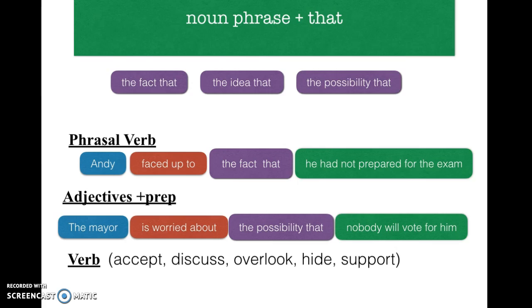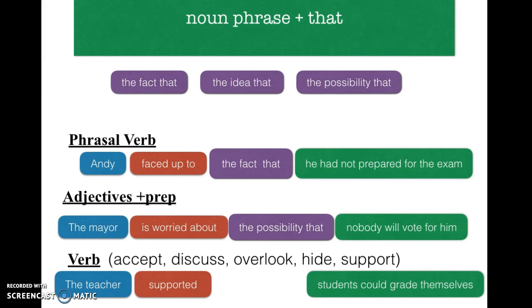So the last case is with certain verbs like accept, discuss, overlook, hide, support. There are a few others as well. Okay, so we have support: the teacher, students could grade themselves. Again, we can't just put in that. We need a noun phrase plus that. So the idea that works okay in this case. We use these predominantly with phrasal verbs, when there's a preposition with an adjective, and with certain verbs.